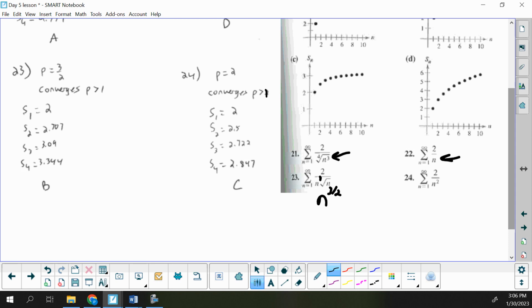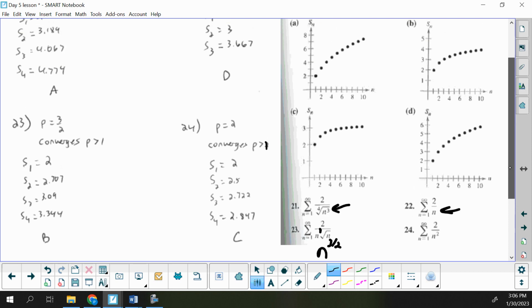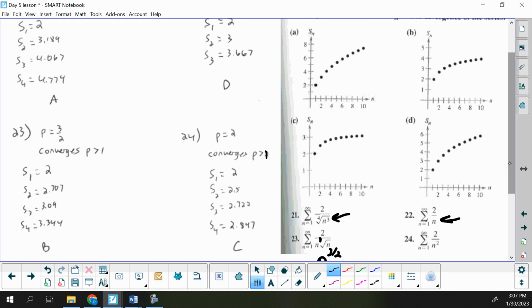From there, you can just sub in a couple n values and see what's going on to decide which ones we had. So 21 matches with choice A, 22 with D, 23 with B, and 24 with C. A big idea is if you're ever unsure about a series, sub in the first couple values, and that can give you just a bit of a sense of what's happening with the series.